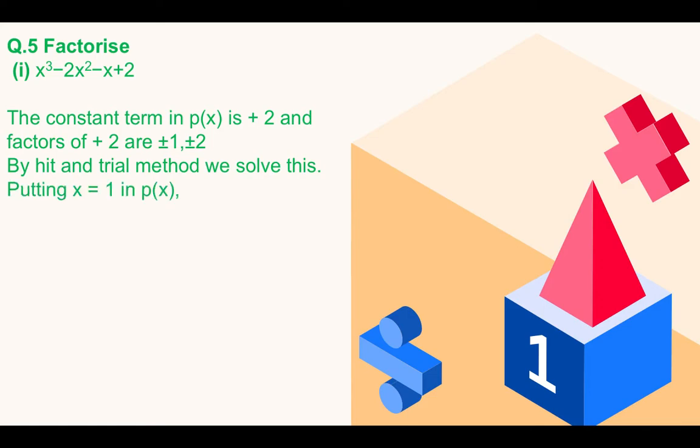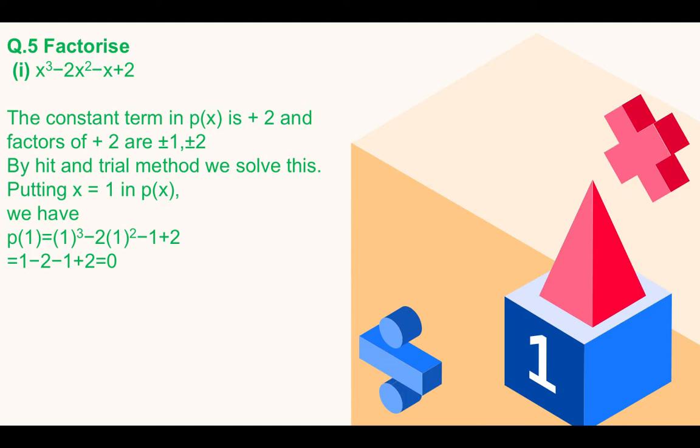When I substitute the value of x equal to 1 in P of x, what do I get? P of 1 is equal to x cube... everywhere I have x in the polynomial, I will substitute the value 1. So this is what I get. The result is 1 cube minus 2 into 1 square minus 1 plus 2. On solving this, I get 0.